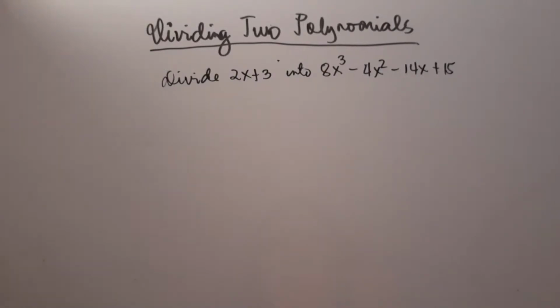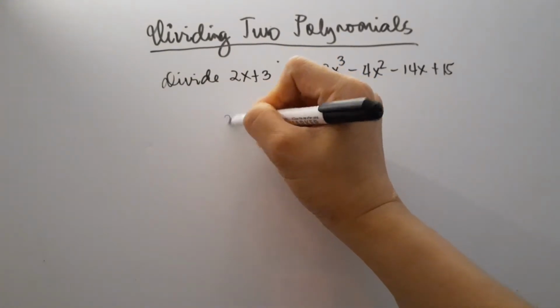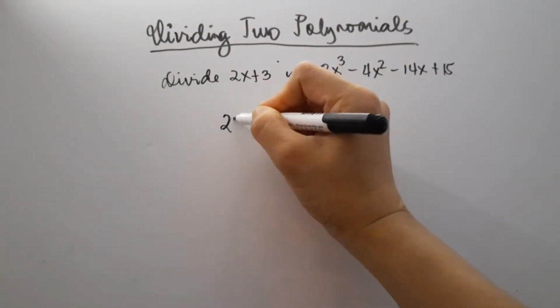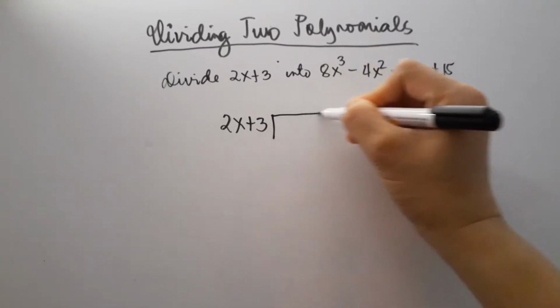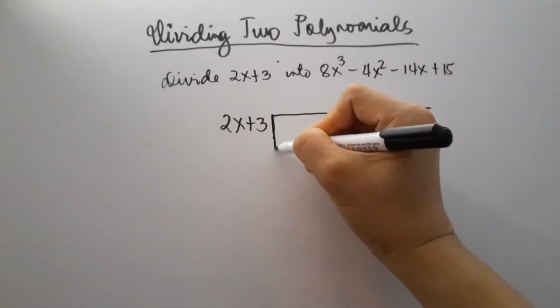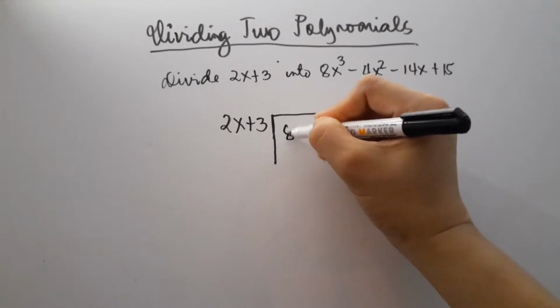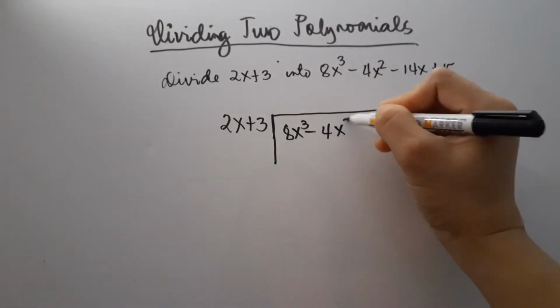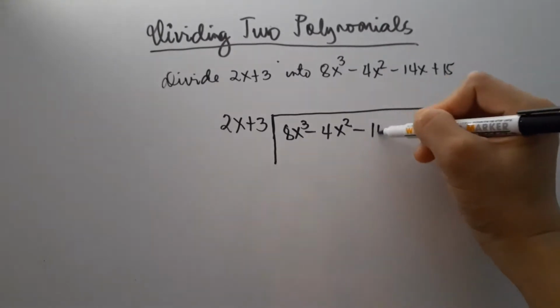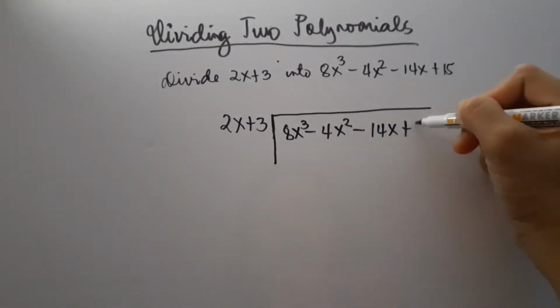In dividing two polynomials, we say that they are arranged in descending powers. For example, divide 2x plus 3 into 8x cubed minus 4x squared minus 14x plus 15, where 2x plus 3 goes into 8x cubed minus 4x squared minus 14x plus 15.